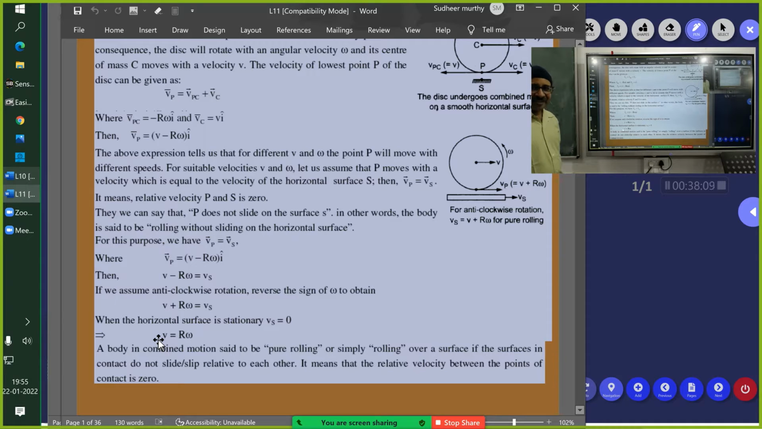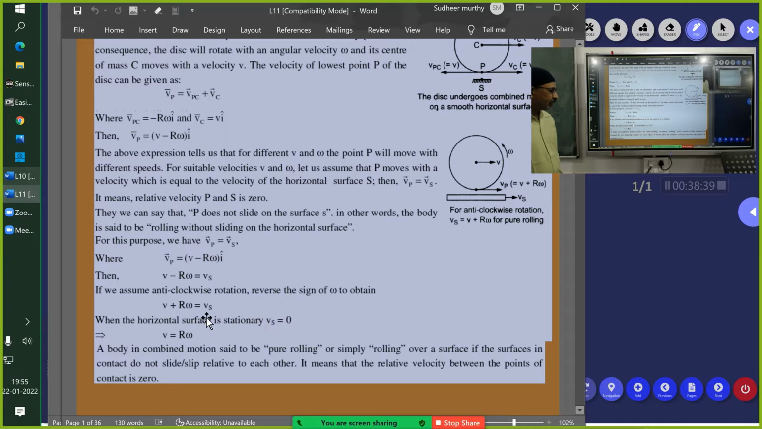Obviously, it cannot be for anti-clockwise; anti-clockwise we already dealt with here. See, this equation is for anti-clockwise, and this one is for clockwise: V minus R omega. What is V? V is this. This is for clockwise, and this is for anti-clockwise. These two equations are right in front of you.